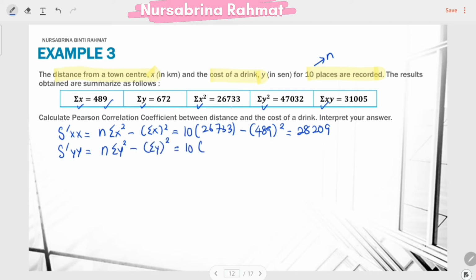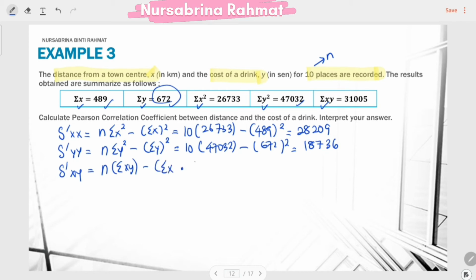Then S prime YY equals N sum of Y square minus sum of Y, squared. So 10 times sum of Y square, which is 47032, minus sum of Y, which is 672, square. So you get this to be 18736.